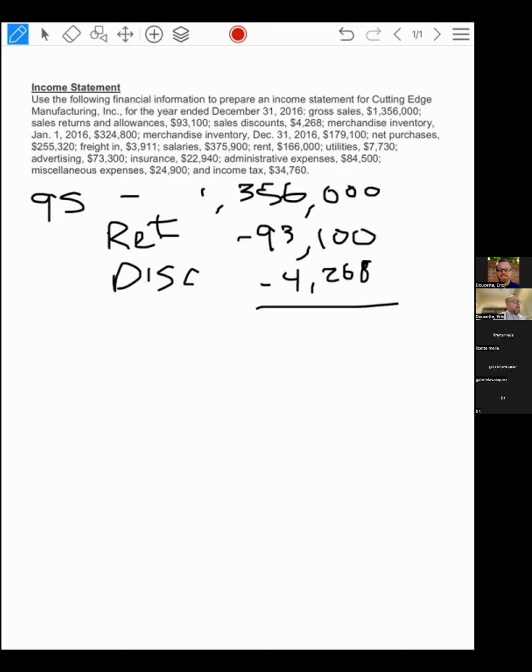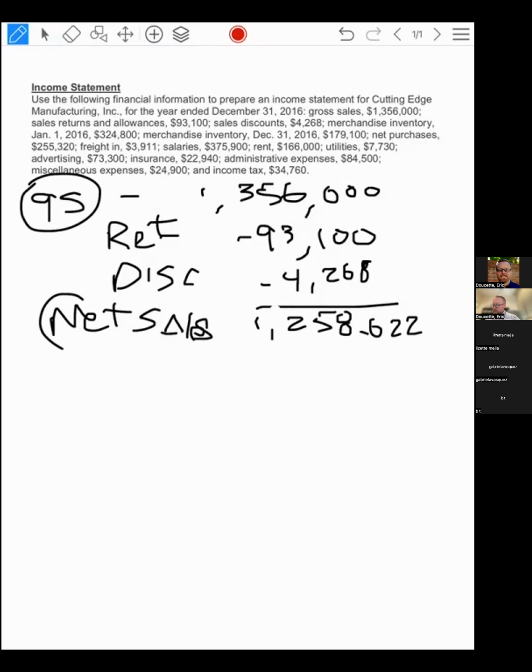And I already have the math done over here, so I'm just going to look it up. What was this one? Cutting Edge. Okay. So that ends up being what we call net sales. Net sales of $1,258,632. So that's gross sales to net sales. You can draw a line there.